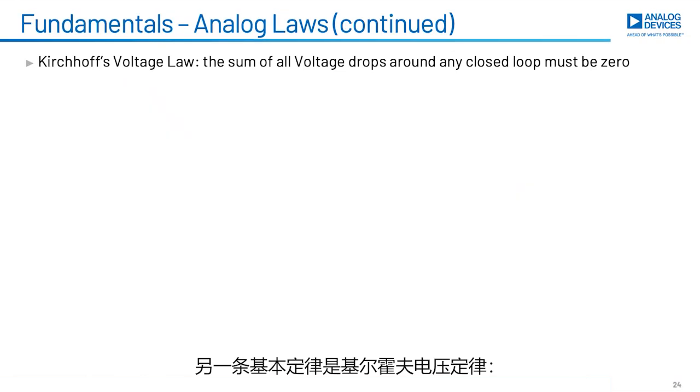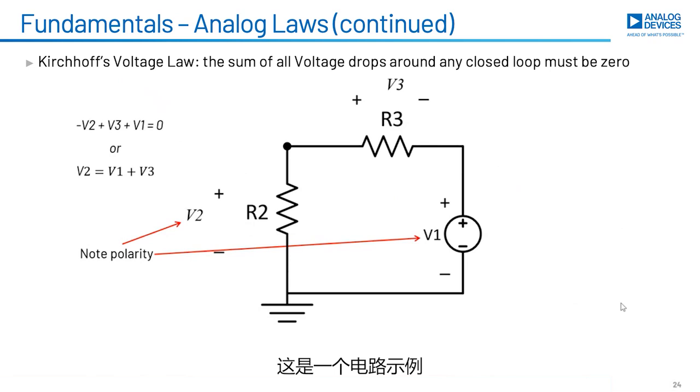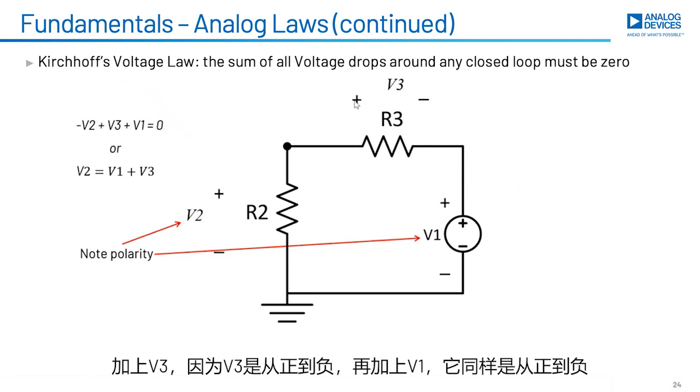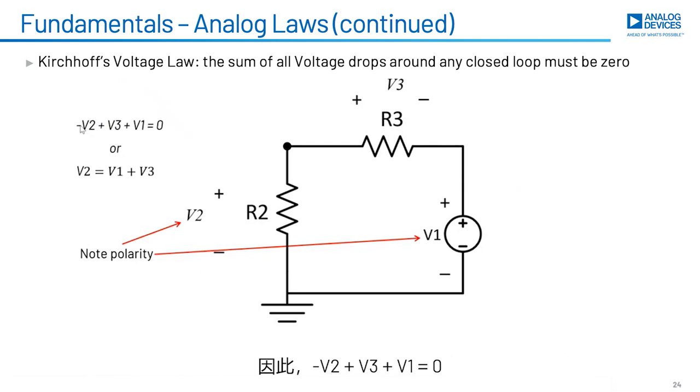Another fundamental law is Kirchhoff's voltage law. This says that the sum of all voltage drops around any closed loop must be zero. So here's a little circuit example. We have a couple resistors and a voltage source. And if we work our way around the loop, V2, that's the voltage here, and that's negative because of the polarity that we've assigned. So minus is here, plus is here. So we're going minus to plus. That means it's negative voltage. Plus V3, because V3 we're going from plus to minus, and V1, again, plus to minus. So minus V2 plus V3 plus V1 equals 0.